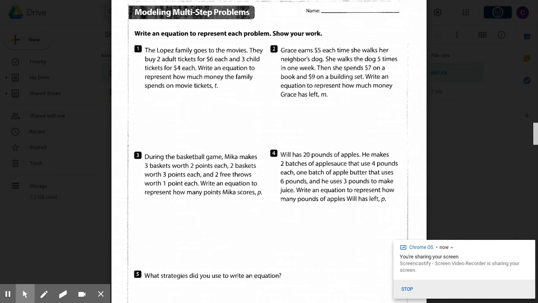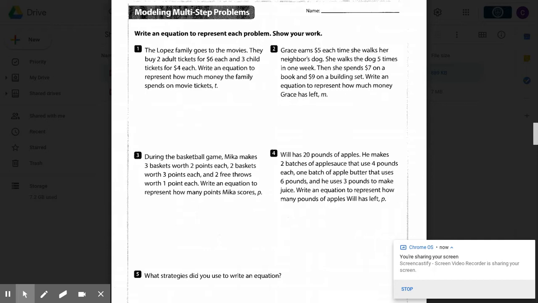Hey, fourth grade, this is Miss Bates, and today I'm talking to you about your day 9 in your weeks 4 through 7 packet. It is on page 13 in your packet, and it is titled Modeling Multi-Step Problems.